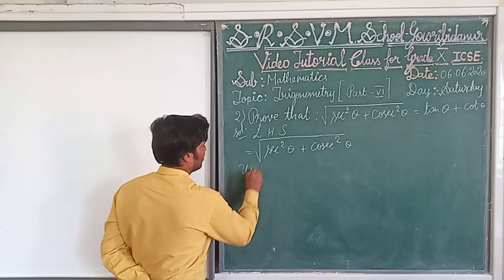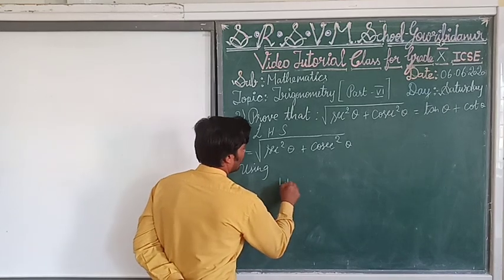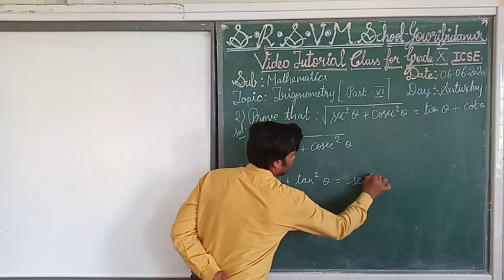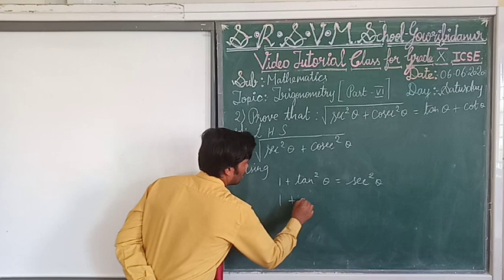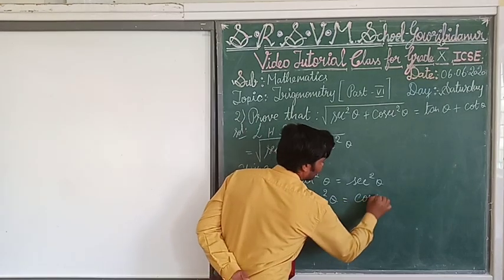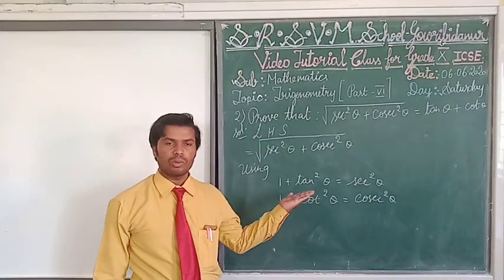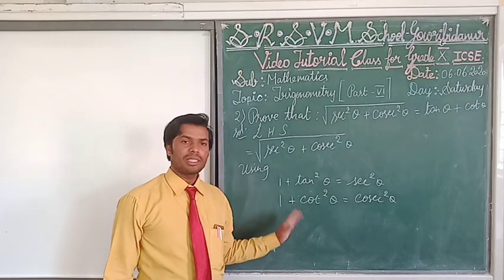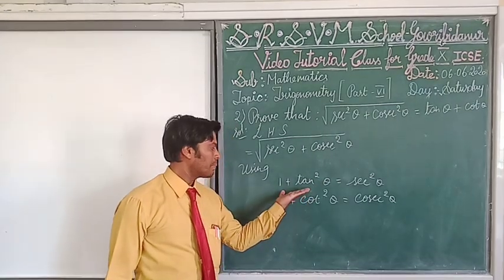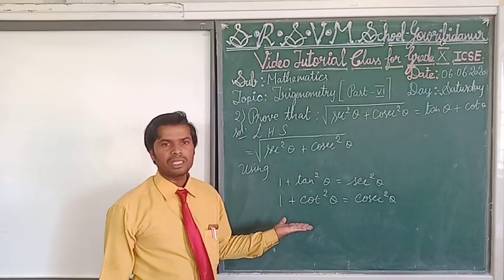See, using 1 plus tan square theta is equal to secant square theta, and 1 plus cot square theta is equal to cosecant square theta. So we already know the main identities. Instead of secant square theta we can replace 1 plus tan square theta. Instead of cosecant square theta we can replace 1 plus cot square theta.